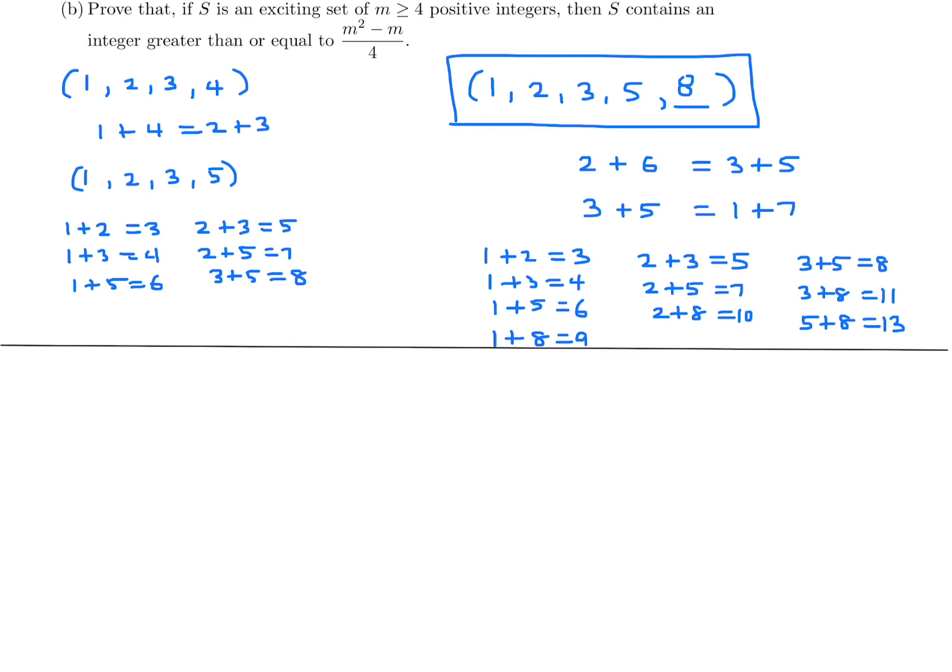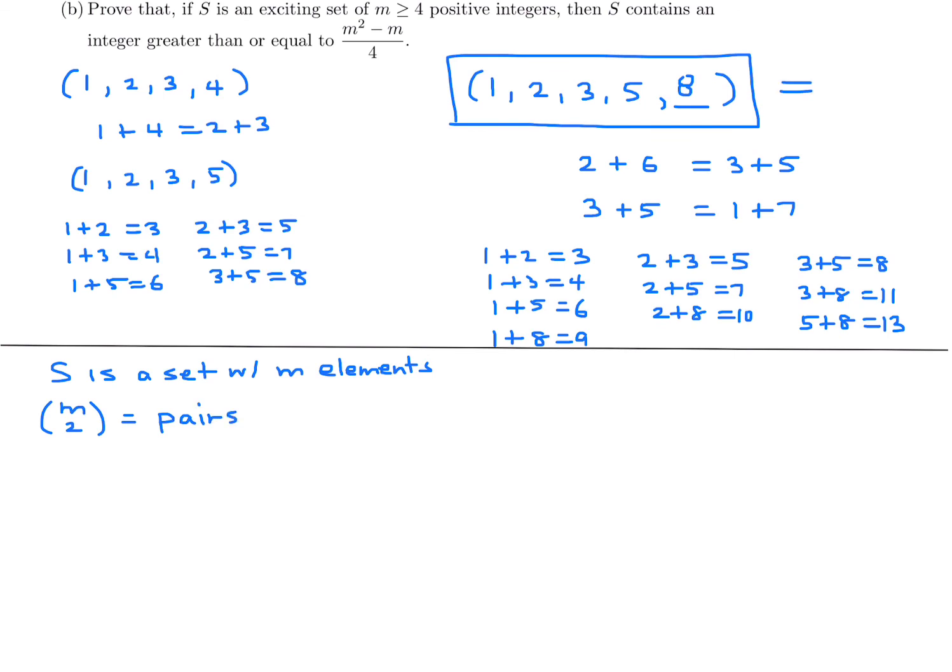Prove that if S is an exciting set of m greater than or equal to 4 positive integers, then S contains an integer greater than or equal to (m squared minus m) divided by 4. All right, so S, they're saying, is a set with m elements. So m choose 2 represents the number of pairs.